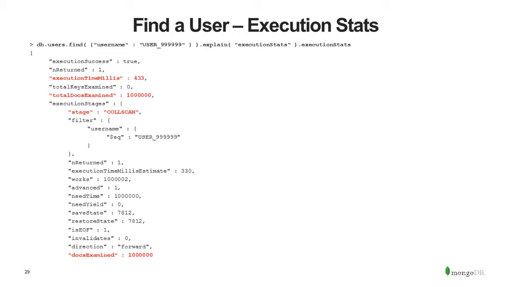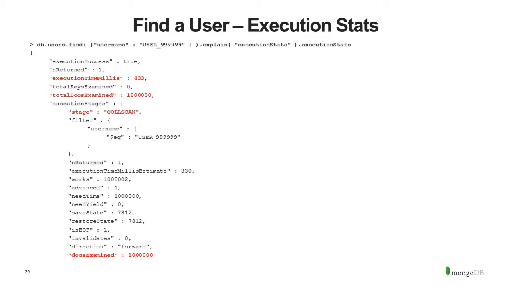So we essentially add an argument to explain, which is executionStats, and I'm just selecting the executionStats sub-object from that. And we'll see here the execution time to complete this query is 433 milliseconds, and that's a long time for MongoDB. That's nearly half a second. And we'll see why. Because it examined 1 million documents. That's what happens in a table scan or a collection scan. It has to look at every document to see if it's a match. And so you can see the query engine built an execution stage, which was a collection scan, and it estimated that the execution time would be 330 milliseconds, and actually it was much worse than that.